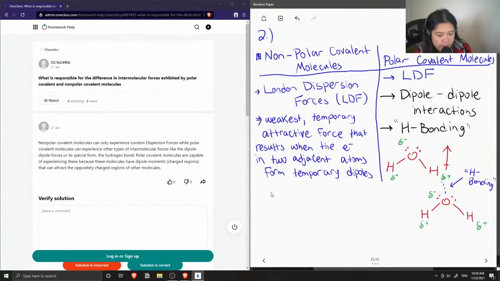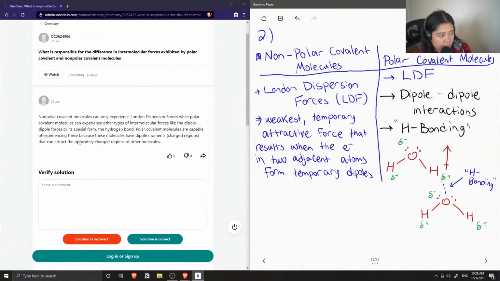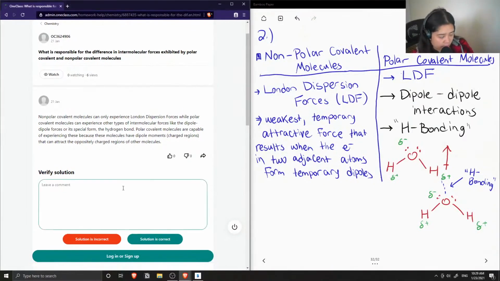Okay, so let's see what the junior tutor said. Nonpolar covalent molecules can only experience London dispersion forces, while polar covalent molecules can experience other types of intermolecular forces, like the dipole-dipole forces, or its special form, the hydrogen bond. Polar covalent molecules are capable of experiencing these because these molecules have dipole moments, which are these charged regions. They can attract the oppositely charged regions of other molecules. Okay, so this is correct.